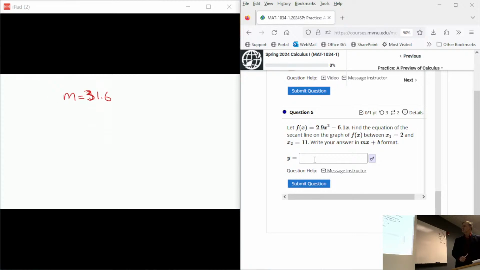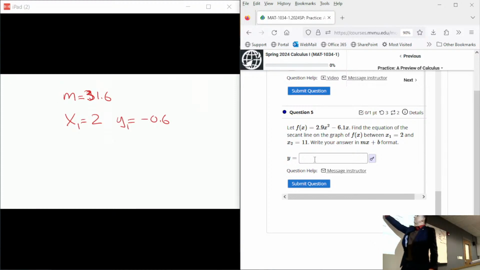Oh, I guess I do need a point. So you pick one of those two. I'm going to use x1 is equal to 2, and I'm going to actually have to do the work now. Give me a sec. Trying to be lazy. 2.9 times 4 minus that, and I got y1 is equal to negative 0.6. So this is what I got when I plugged the x value into this function. So you know how to do that. That's easy enough.